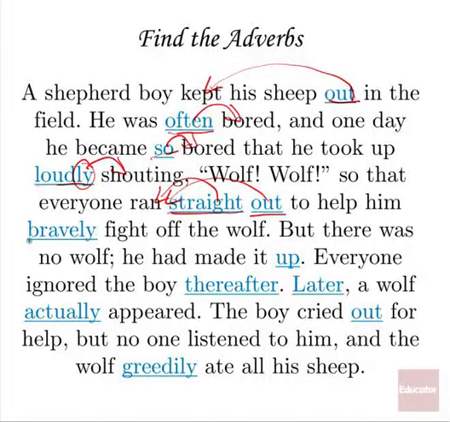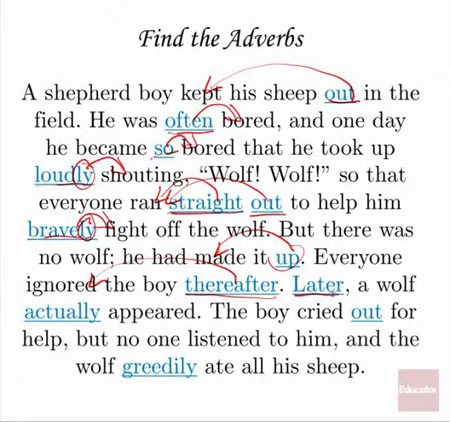To help him bravely fight off the wolf. Bravely modifies fight. How are they fighting off the wolf? Bravely. And there's that ly ending. But there was no wolf. He had made it up. How did he make it? He made it up. Everyone ignored the boy thereafter. When did they ignore him? Thereafter, from that point on.